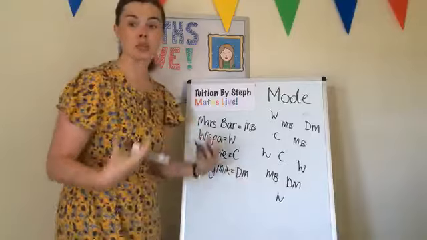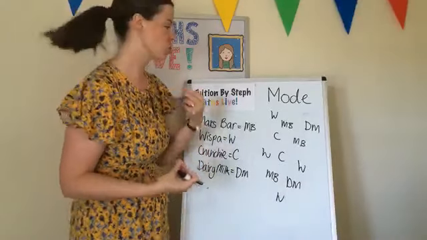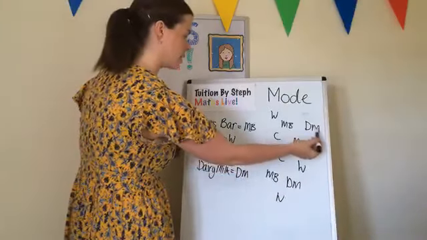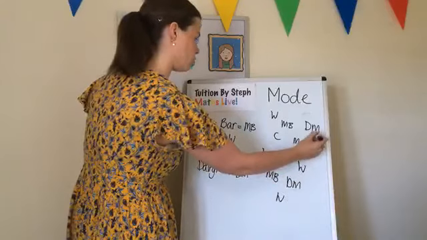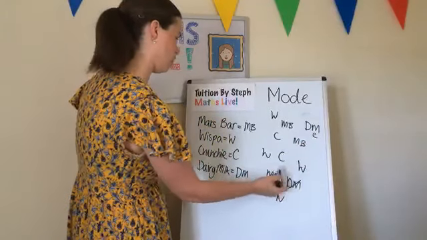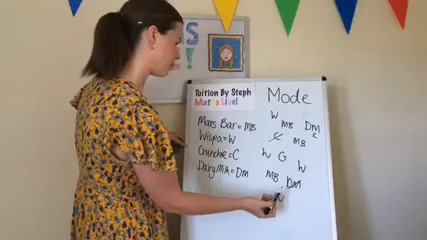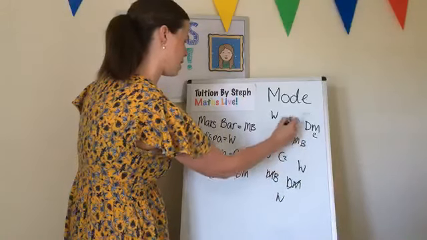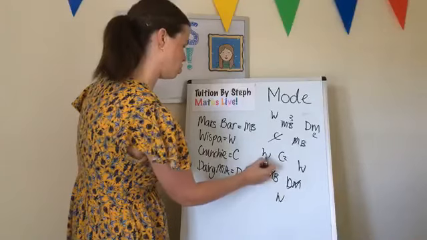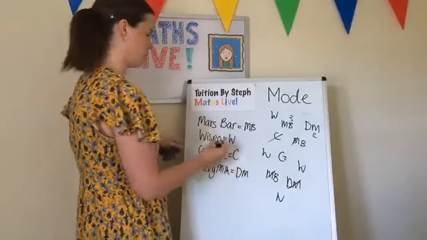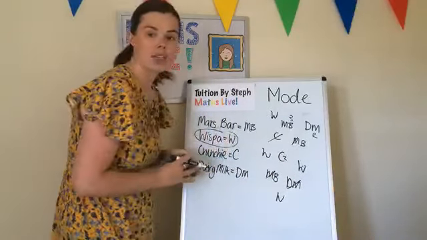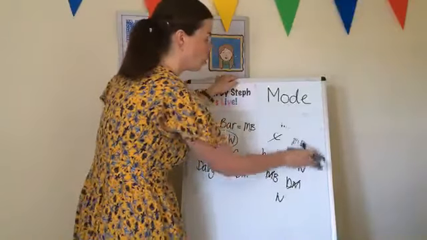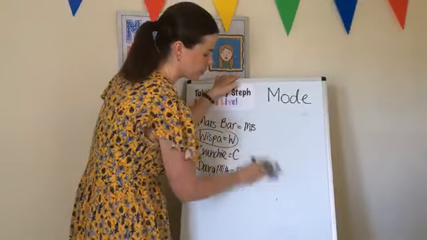Which one is the most popular? Which one occurs the most? So, we've got 2 Dairy Milks, we've got 2 Crunchies, we've got 3 Mars bars, and we've got 4 Whispers. So Whisper there is the mode because it's the one that occurs the most.